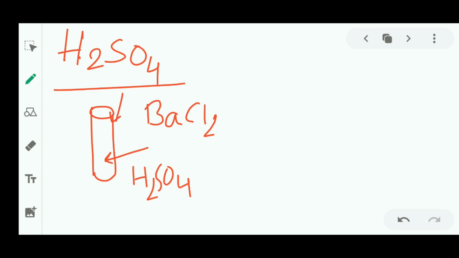After shaking for a while, you will see a white precipitate formed at the bottom of the test tube. If that white precipitate is formed, it indicates that H2SO4 is there in the test tube. That white precipitate is none other than BaSO4, that is barium sulfate. So what will be the reaction?